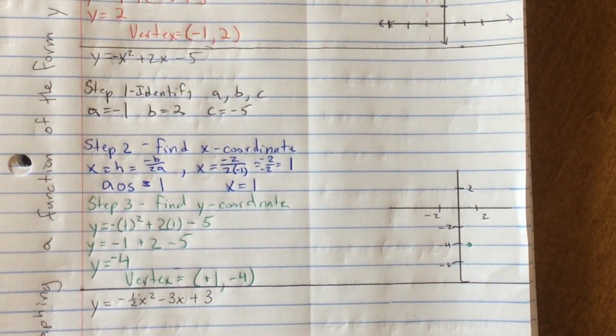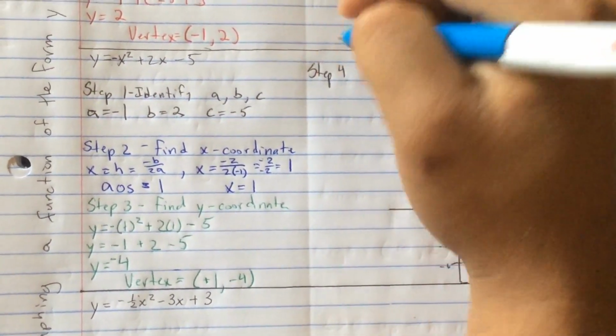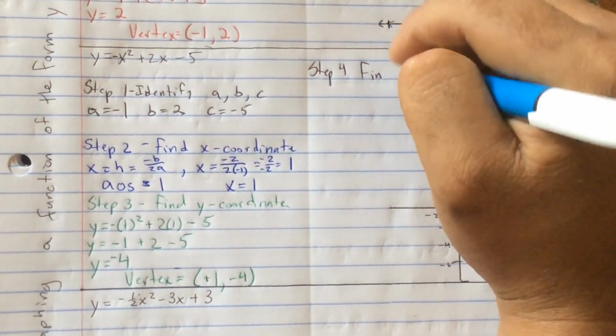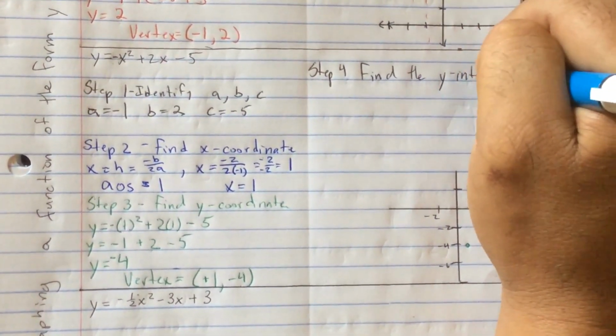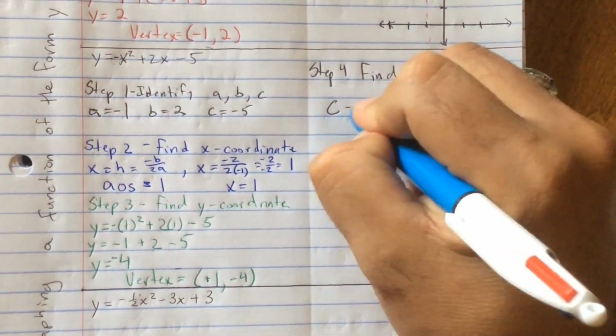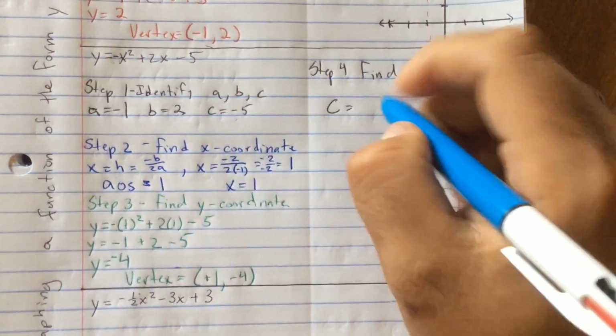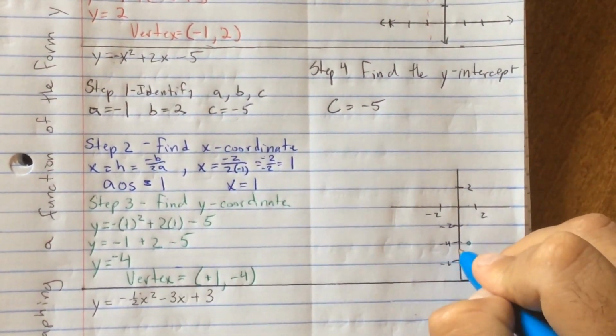And now we're going to go ahead and do our step 4, which was to find the y-intercept. And remember, the y-intercept was just equal to our c, and our c was equal to negative 5. So that means our y-intercept is at negative 5, which is here.